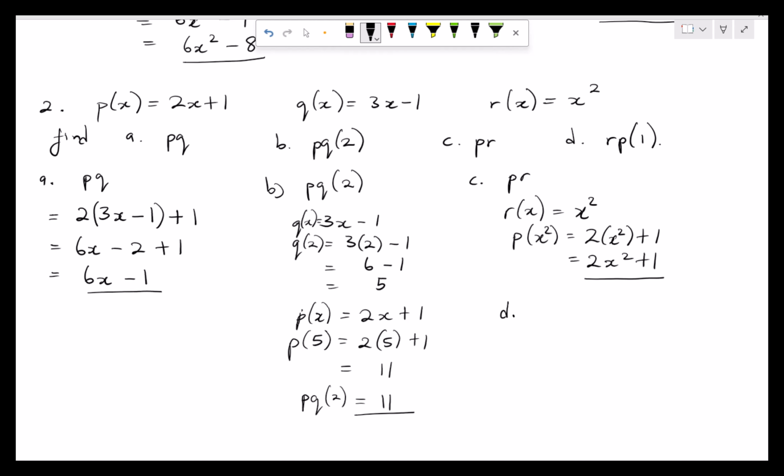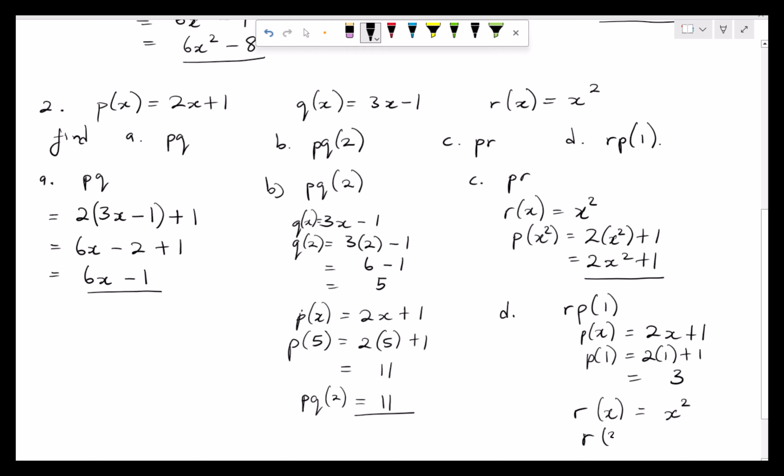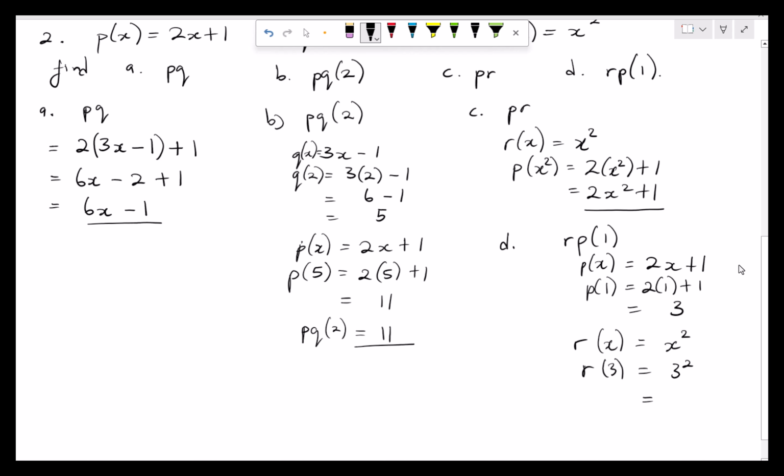And then part D, we have our P of 1. Our P of x is equal to 2x plus 1. And then our P of 1 is equal to 2 multiplied by 1 plus 1, and we get 3. Our R of x is equal to x squared, so now R of 3 gives us 3 squared, which is equal to 9. So that is how you deal with composite functions. You take the output of one function and use it as the input of the other.